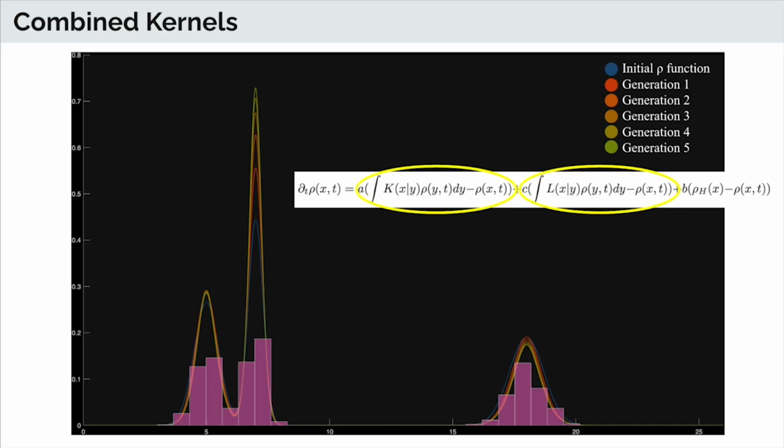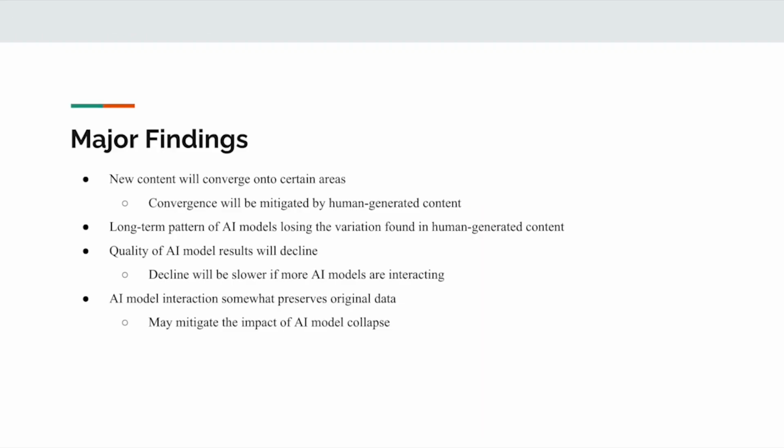We used values of 0.45 for the strength of AI generation for each model. The strength of human-generated content was again 0.1. We observed much less deviation from the original distributions than we had observed when considering singular kernels. After considering our various models, our major findings were that when multiple AI models interact in the presence of new content that is generated by people, as well as content generated by other AI models, new content will eventually converge onto certain areas, which will be mitigated by the creation of human-generated content.